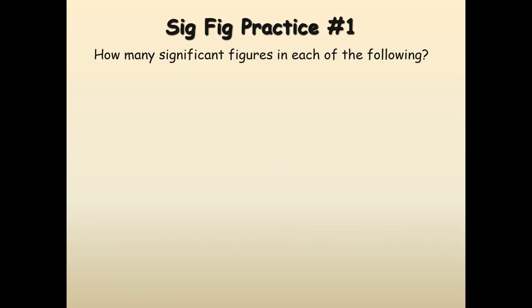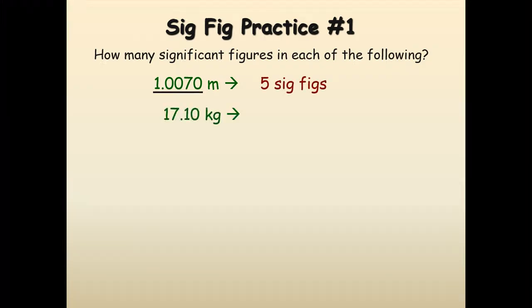Okay, so let's look at some practice. I'm going to go through these, and you can try them on your own because you have them on a sheet in front of you. If I had the number 1.0070 meters, that has how many sig figs? 5. 17.10 kilograms, that has how many sig figs? 4.